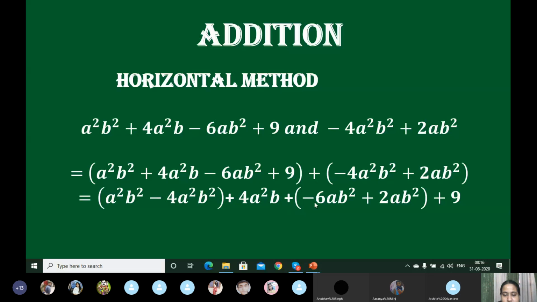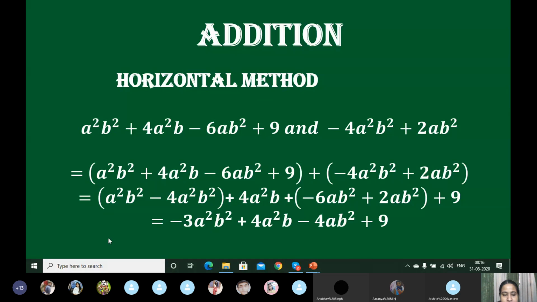Let's solve this bracket. Minus 6ab square plus 2ab square. What will be the answer? Ma'am, minus 4ab square. So on opening the bracket, plus minus will change to minus.